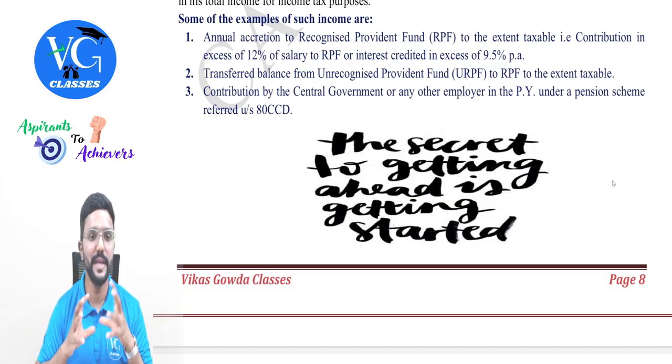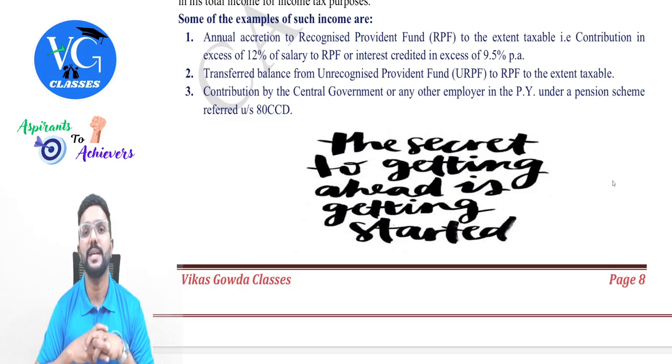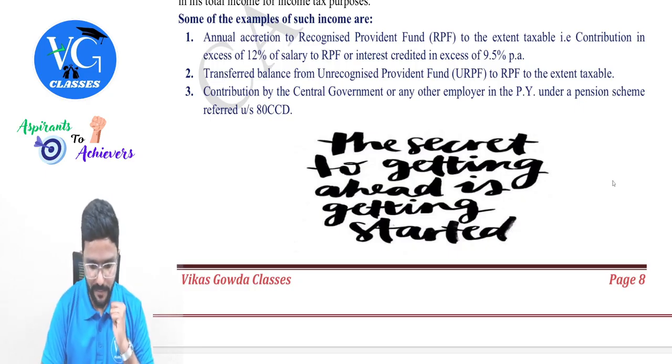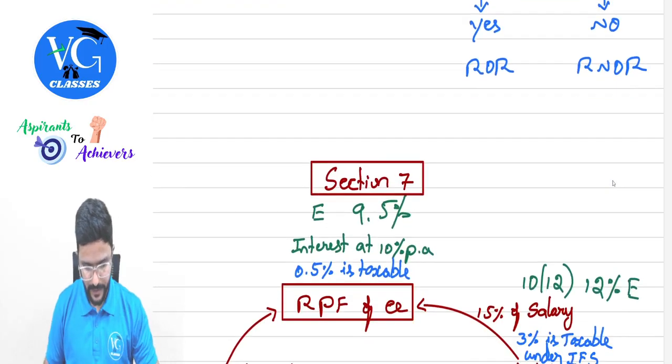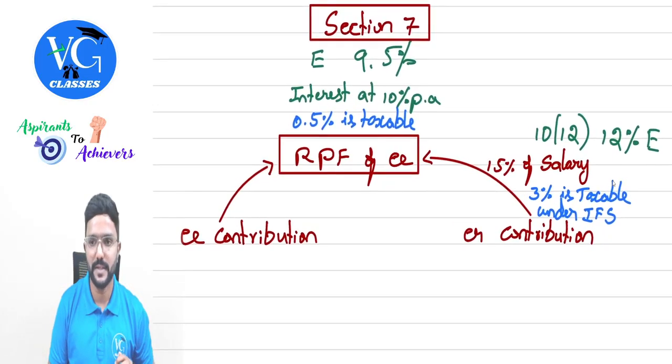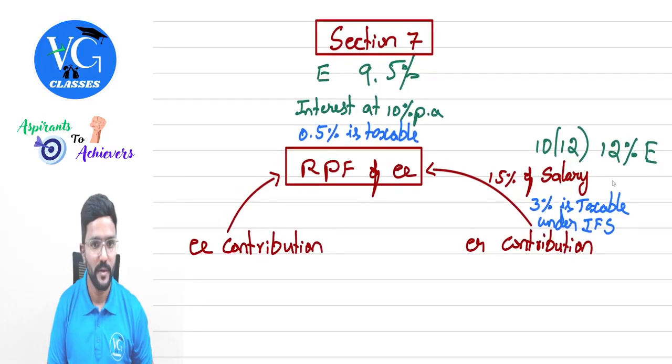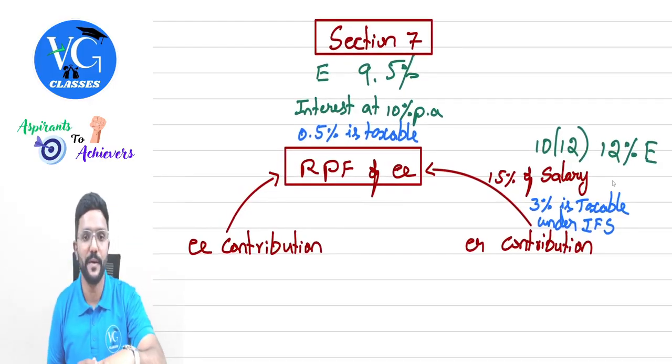Then employer contribution, that is, the central government or any other employer, to the national pension scheme of the employee. Let me try to explain this with an example, guys. Listen here. This is somewhere connected to the salary head. Hope you guys already have an idea about it.